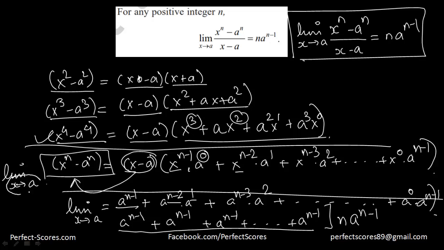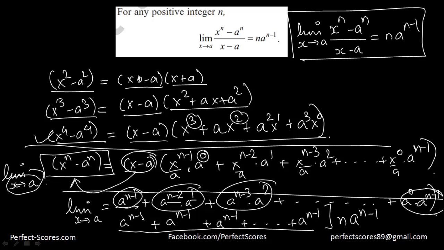Now since we're calculating the limit of x being close to a, we'll plug in a wherever we have x. So we get this, and each term is a to the power n minus 1, that is n times a to the power n minus 1, which means the limit as x tends to a of x to the power n minus a to the power n over x minus a is equal to n into a to the power n minus 1.